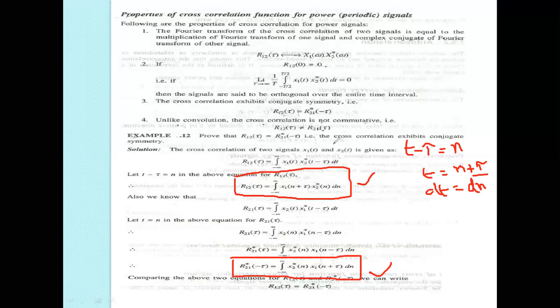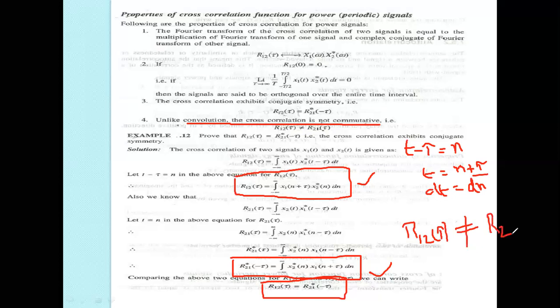Unlike the convolution, the cross correlation is not commutative. This is a statement we have. So both are equal, R12 of tau and R21 star of minus tau, only after the conjugate and the change of tau to minus tau. But R12 of tau is not equal to R21 of tau, my dear students. So this is the equation.